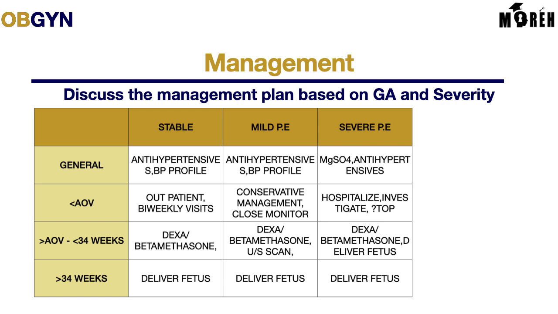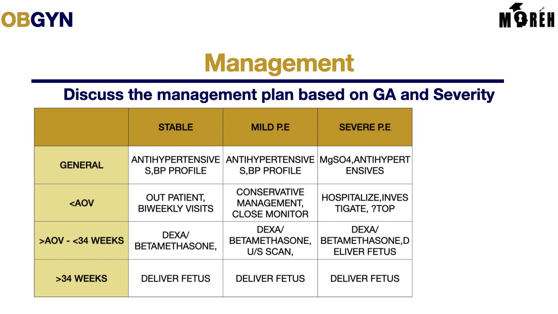parents, the mother. If the pregnancy is above the age of viability but less than 34 weeks, we want to give dexamethasone, as well as everything else. So if you notice the way this discussion is, it's in addition to everything else that you've done. So you still do magnesium, you still give antihypertensives, you still hospitalize, you still investigate.